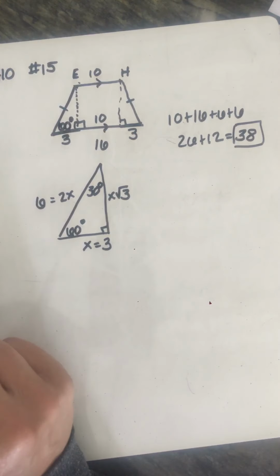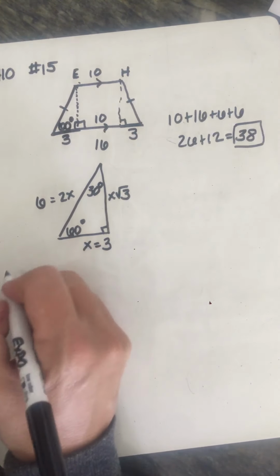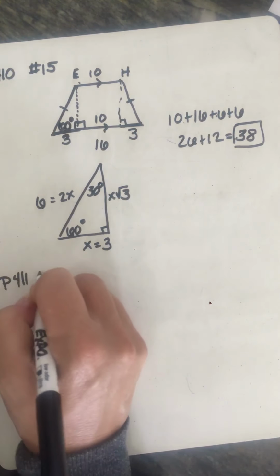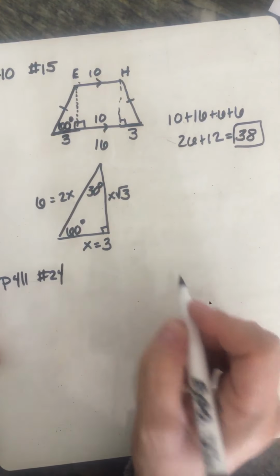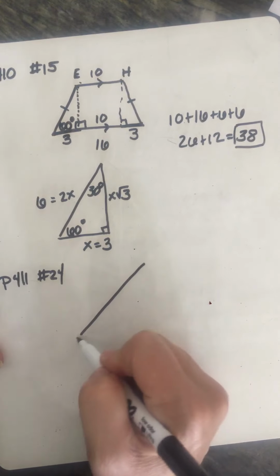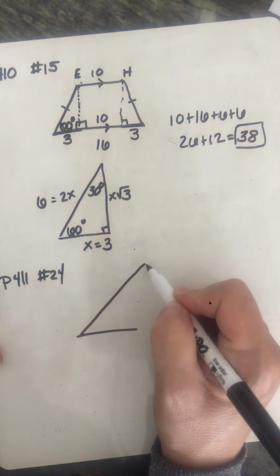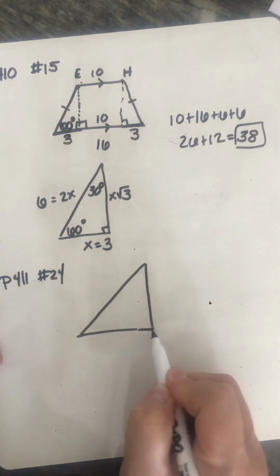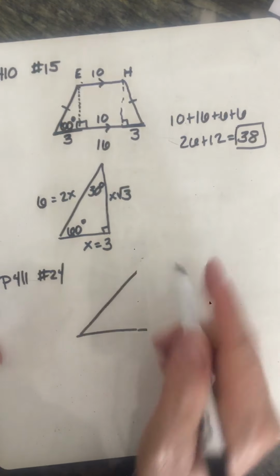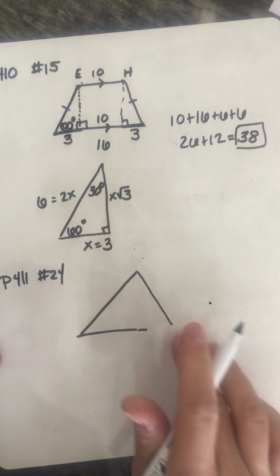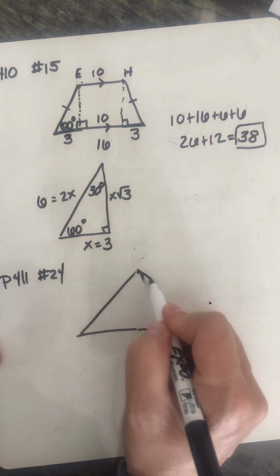All right. Next problem, page 411, number 24. I don't have to go very far. This is checking to see, do you know what to do with, oh, I think I drew it wrong. I did. The right angle's up here. There we go.